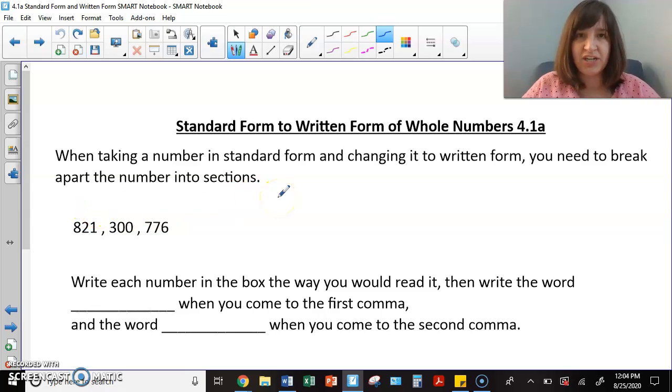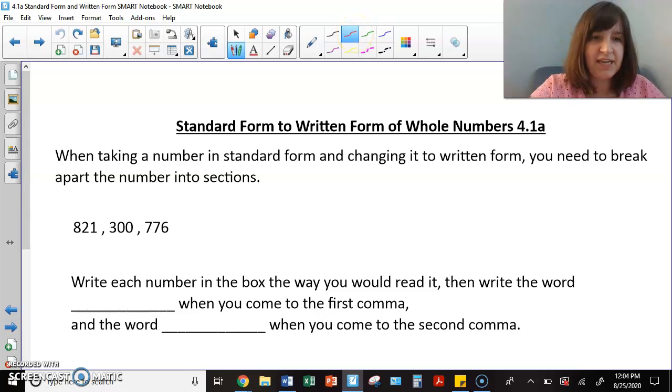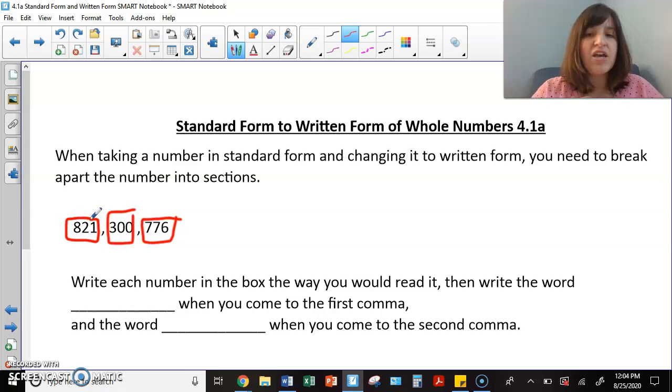So when I want to change this number from standard form to written form, there's an easy way to do it: break it down into smaller pieces. That way you can write it. So what I'm going to need to do is take each of my numbers and put a box around them, just like that, okay? So I'm going to write each number in the box the way I would read it.